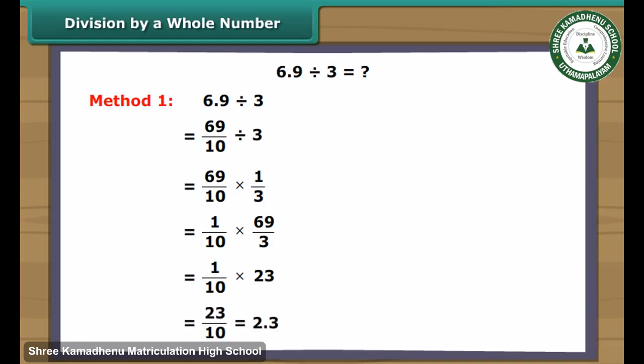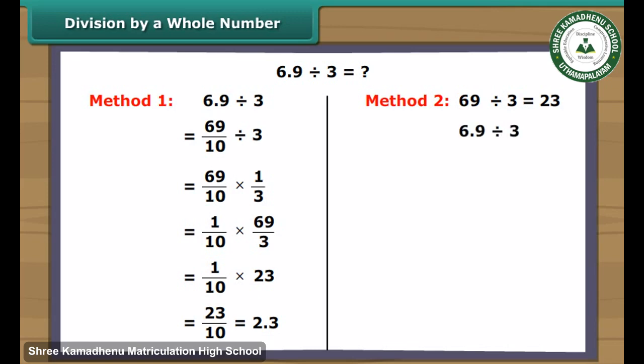Let us learn the second method in which the decimal number is considered as a whole number and is divided by 3. We get 23. Since there is 1 digit to the right of the decimal point in 6.9, we place the decimal in 23 such that there would be 1 digit to its right. We get 2.3 again.